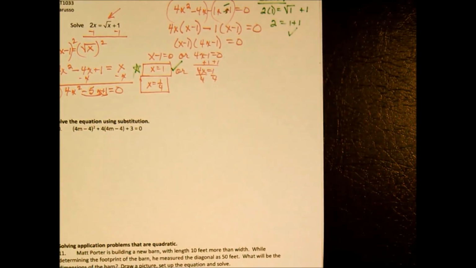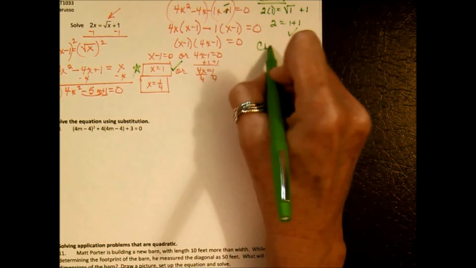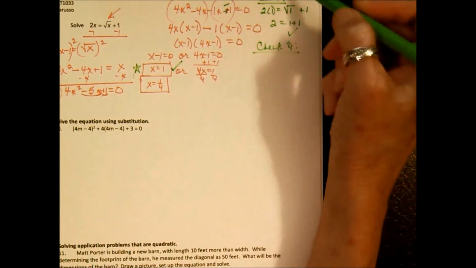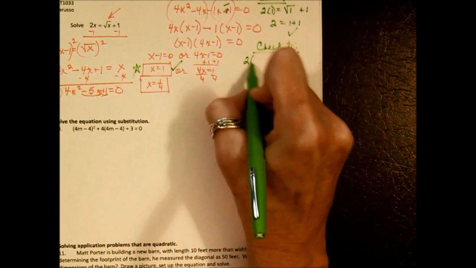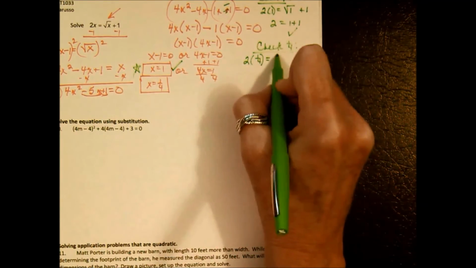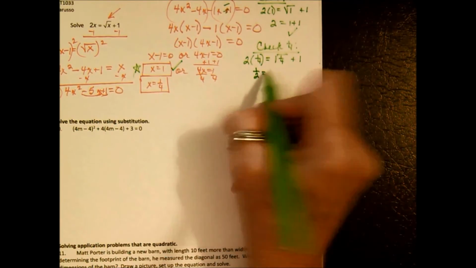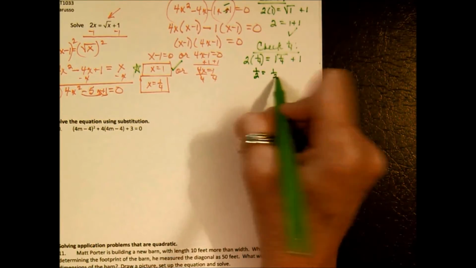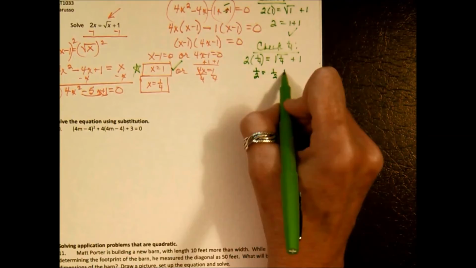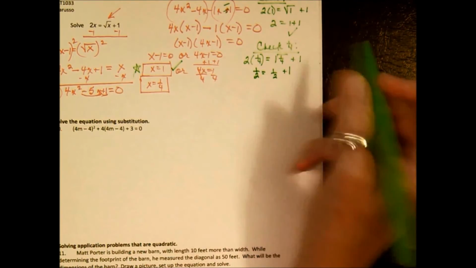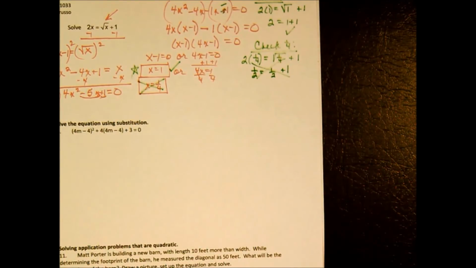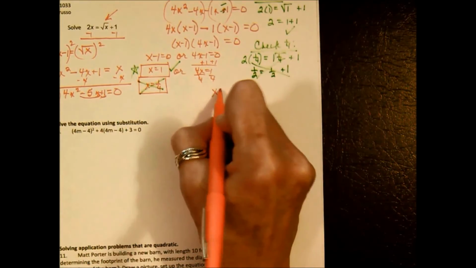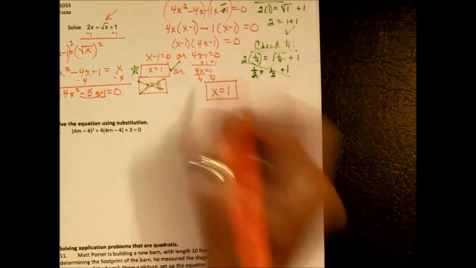Now we're going to check 1/4. Just because 1 worked doesn't mean 1/4 is going to work. Maybe it will, maybe it won't. So 2 times 1/4, is that equal to the square root of 1/4 plus 1? Is 2/4, or 1/2, equal to the square root of 1/4, which is 1/2 because 1/2 times 1/2 is 1/4, plus 1? Well, is 1/2 equal to 1/2 plus 1? Absolutely not. So we have to discard this answer. That answer didn't work. Even though we got 2, only one of them is our solution. It's the only one that worked.